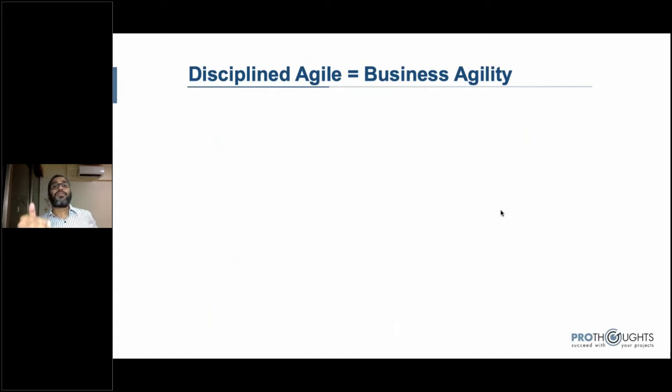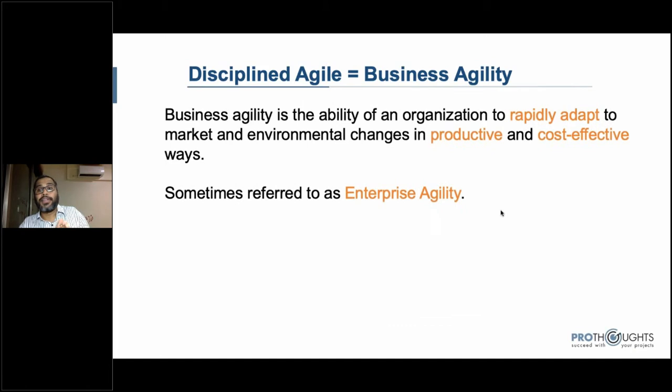So when I talk of Disciplined Agile, I equate that with business agility. So what is business agility? I already said that Disciplined Agile equals business agility, whereas ACP is more about a project, right? So what is business agility? Business agility is the ability of the organization, especially in COVID times, to change and pivot rapidly, in a cost-effective, better and more productive way.